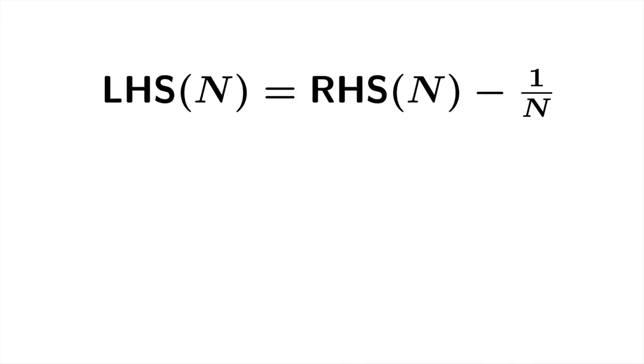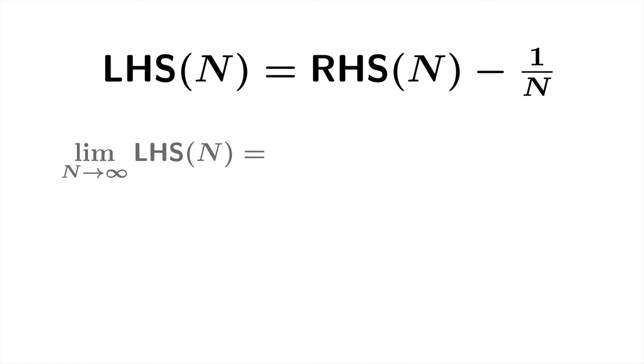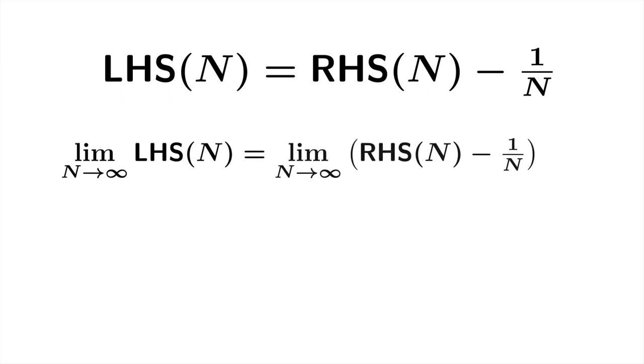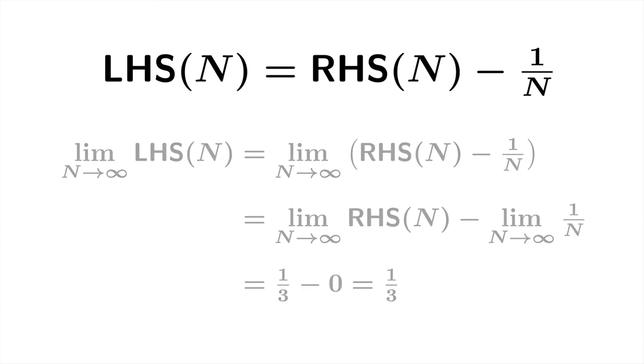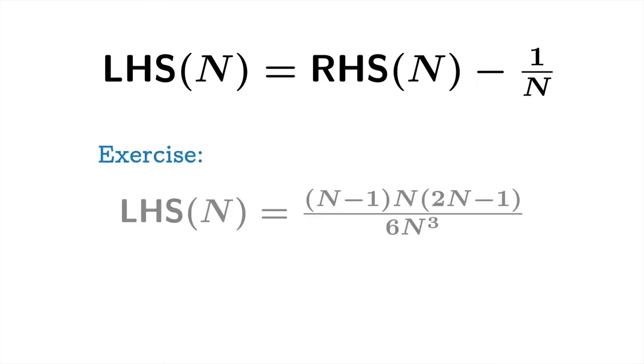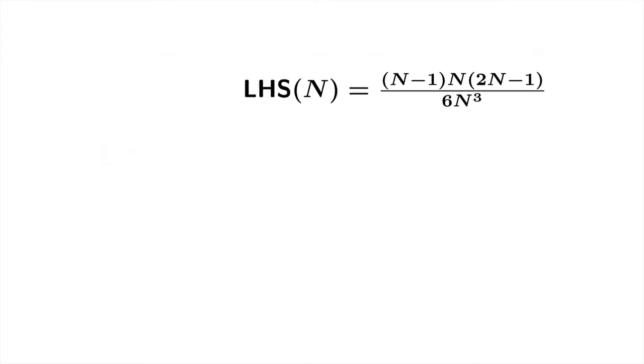Now why this is useful: if you want to look at the limiting value of the left-hand sum function as n goes to infinity, well, it's just the limit of this difference, and we already know what the limit of the right-hand sums is, and the limit of 1 over n is 0, so the limit of the left-hand sums must also be 1/3. By the way, it's a nice exercise to calculate explicitly the formula for the left-hand sum. We won't really need that formula, but there it is, and you could use it to directly show that the limit as n goes to infinity is 1/3.